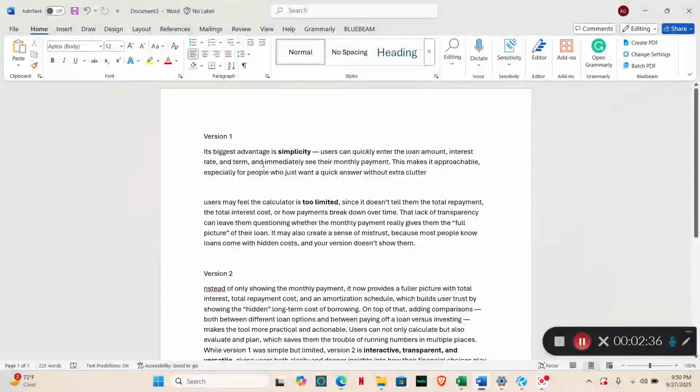The biggest advantage is its simplicity. Users quickly enter the loan amount, interest rate, and term, and immediately see their monthly payment. This makes it approachable, especially for people who just want a quick answer without extra clutter. As for disadvantages, it's a little limited. It doesn't really tell the total repayment, the total interest cost, or how payments break down over time. The lack of transparency can leave them questioning whether the monthly payment really gives them the full picture of the loan. It may also create a sense of mistrust, because most people know loans come with hidden costs, and my version doesn't show them.